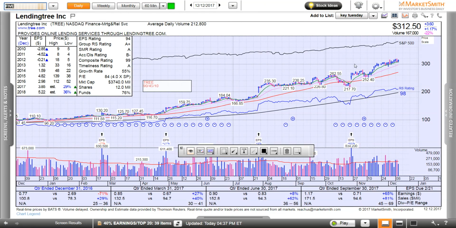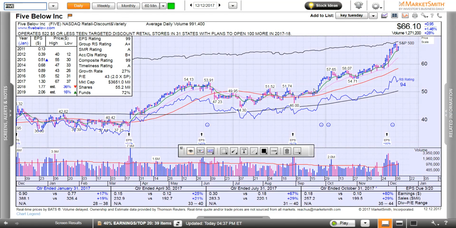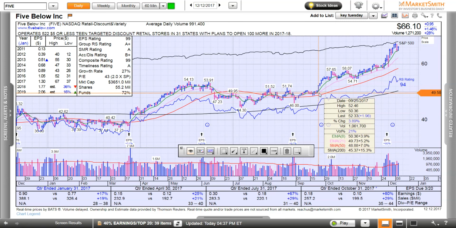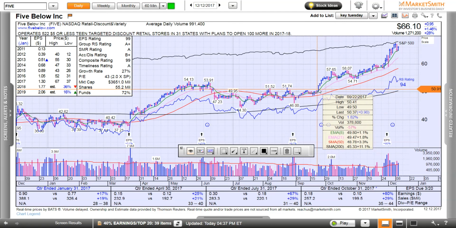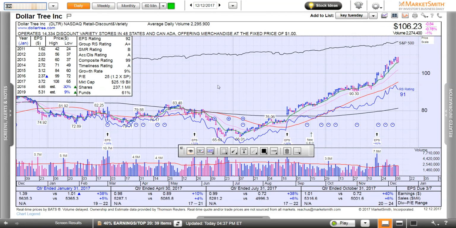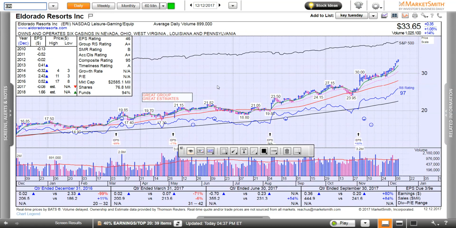LendingTree, grinding on up. 5 below, broke out of a nice long base right here. Look at that volume surge that day. That was beautiful. Lifted through $52 a share, 52 to 66. That's not a bad return. Dollar Tree grinding on up. Not recommending these now, but that's what we're looking for.